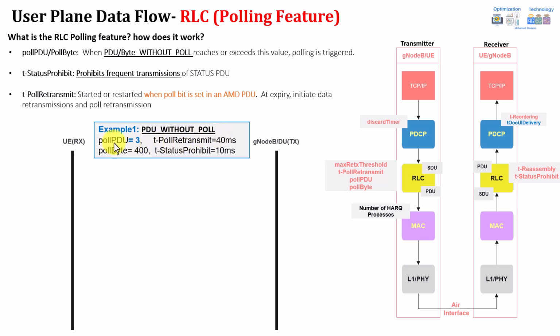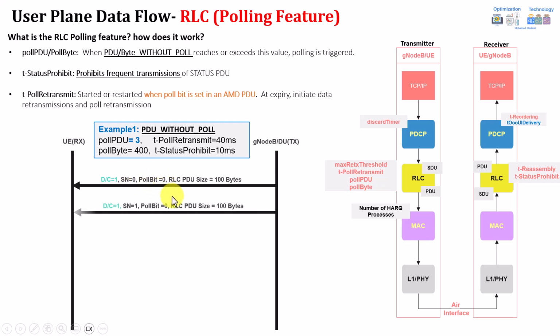Assuming the poll PDU, the number of PDUs within a poll, is 3. So assuming now the first packet will be transmitted with sequence number 0, poll bit still 0, and this is the second one, sequence number 1. Now I'm expecting at the third packet, once it is transmitted without any feedback coming back, it reaches and exceeds. Once it reaches and exceeds, polling is triggered. See now, polling will be triggered.